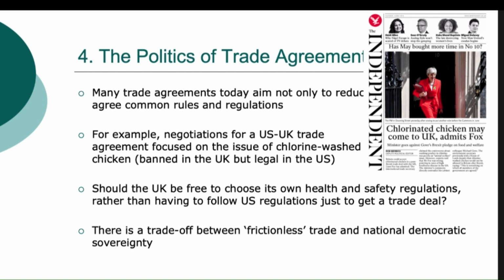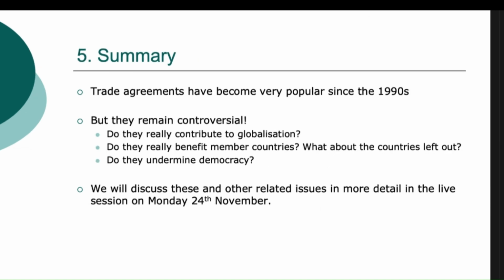So on the one hand, we might want to have that for the economic benefits, but at the same time, what about our national democratic sovereignty and our ability to choose our own health and safety regulations, for example, rather than just having to follow what other countries in our trade agreement have. So that's an introduction to the issues. There's a summary there. We've seen that trade agreements have become extremely popular, but that they remain controversial for those reasons.